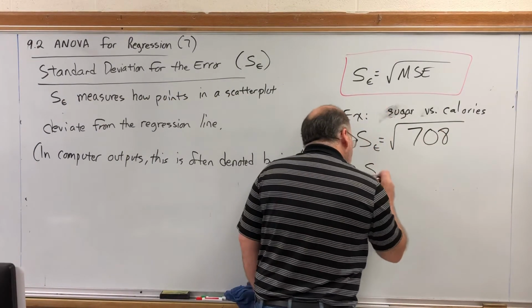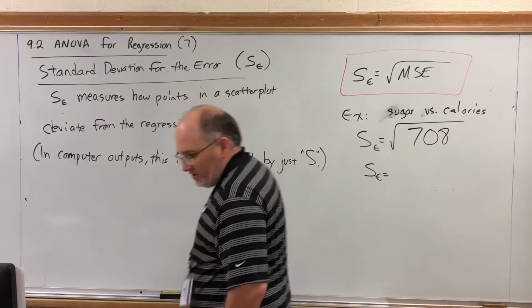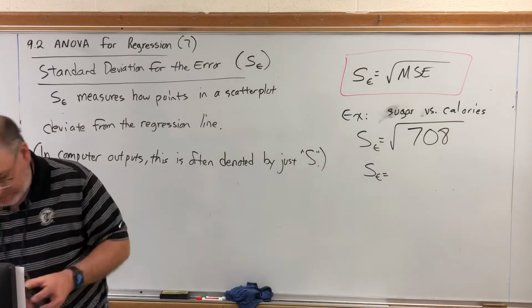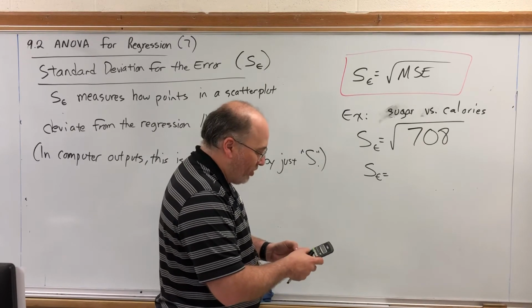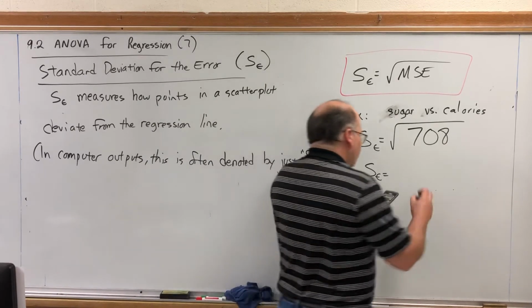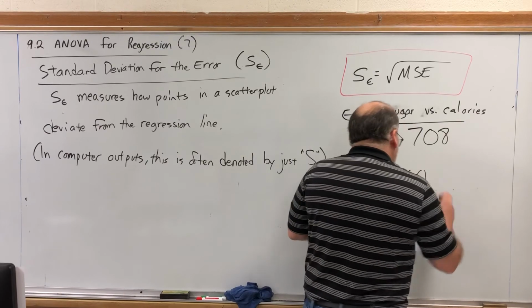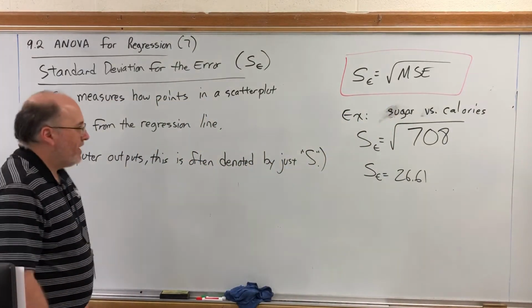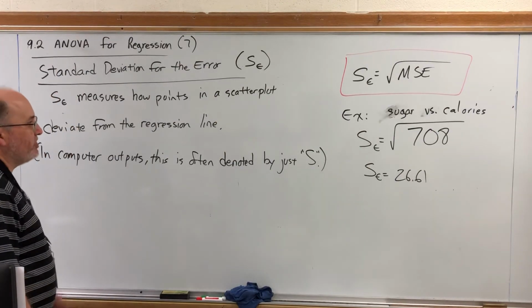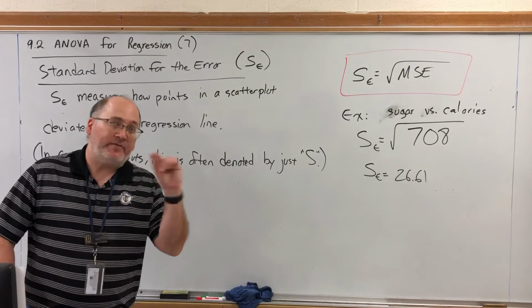So we could put that in a calculator, we'll round it to a couple of decimal places because that's what the F statistic was rounded to. And the square root of 708 is 26.61. So it's a fairly easy calculation. We're not going to do much with the standard deviation of errors except use it as a piece of the next formula.